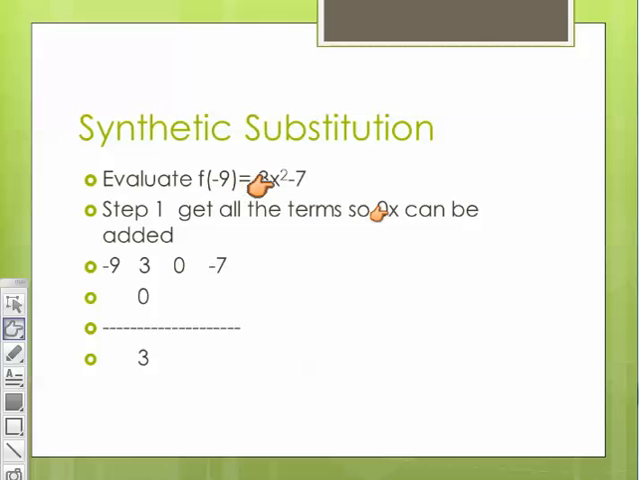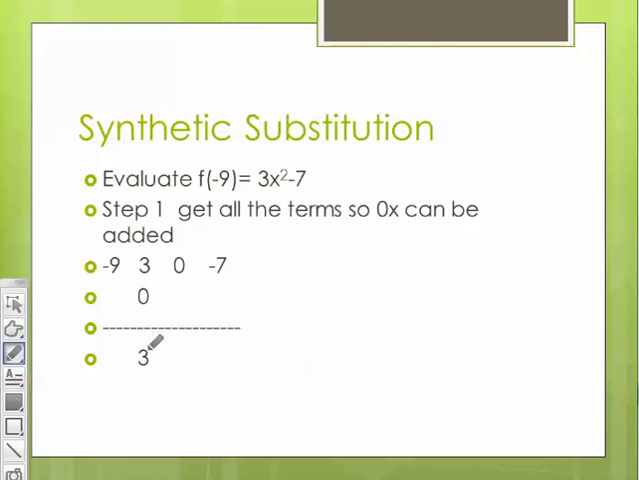But then I put those terms in order, and I write down the coefficients. 3, 0, negative 7. I'm going to write down the term out here that I'm trying to evaluate with. Then I'm going to put 0 here, and I'm going to add this column. 3 plus 0 gives me a 3.